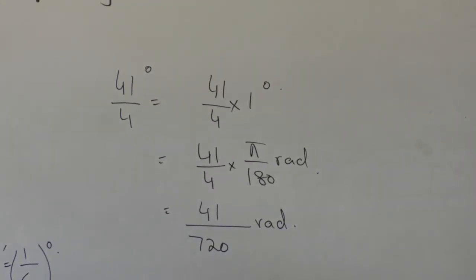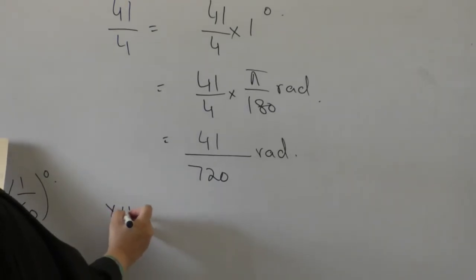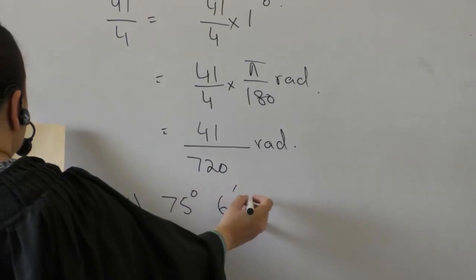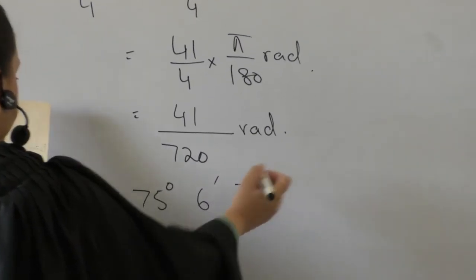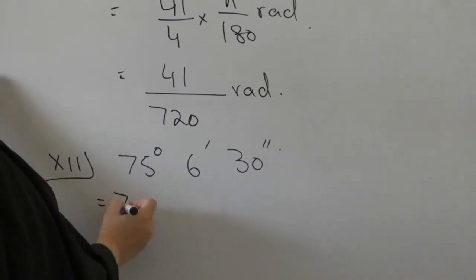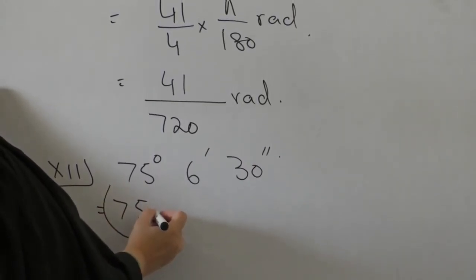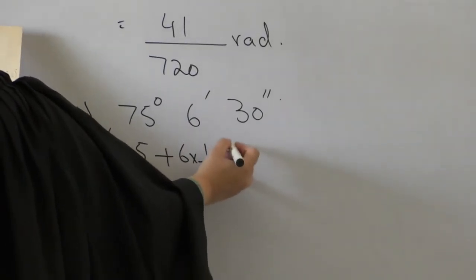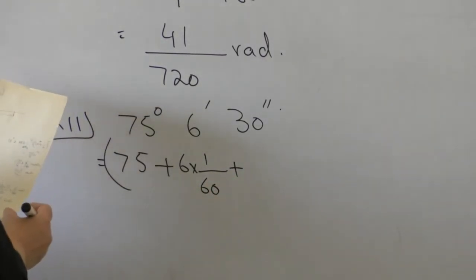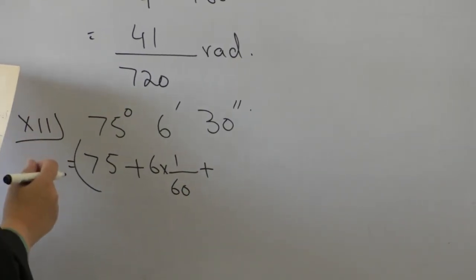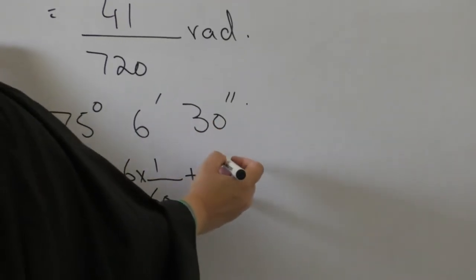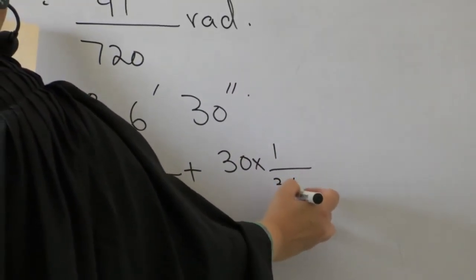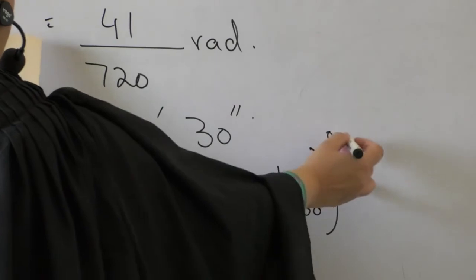One more part, that is 12th part, in which 75 degree, 6 minutes, 30 seconds. So 75 remains as it is, plus directly I will solve, as there are 1 over 60 minutes in 1 minute is equal to 1 over 60 degree, and 30 into 1 over, as it is in terms of seconds, it becomes 3600. Simplify all of them.